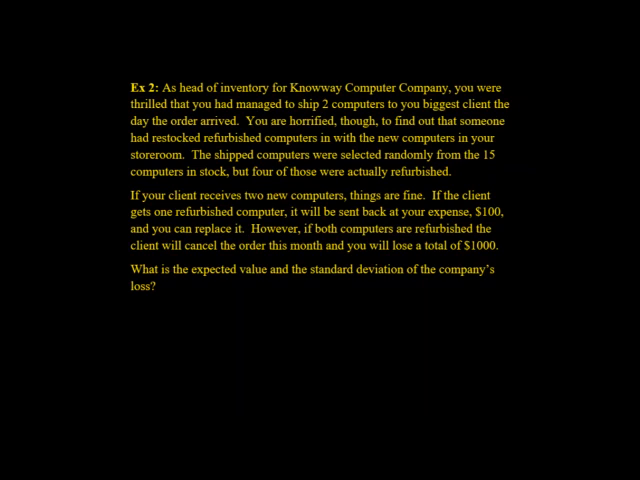If your client receives 2 new computers, things are fine. If the client gets 1 refurbished computer, it'll be sent back at your expense, $100, and you can replace it. However, if both computers are refurbished, the client will cancel the order this month and you will lose a total of $1,000. What is the expected value and the standard deviation of the company's loss?